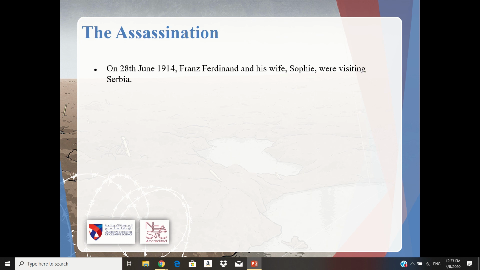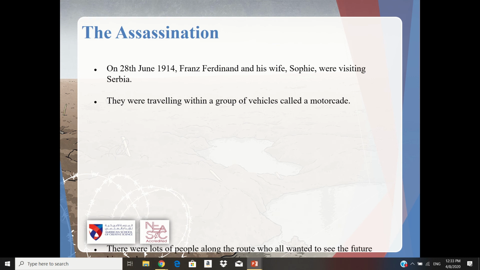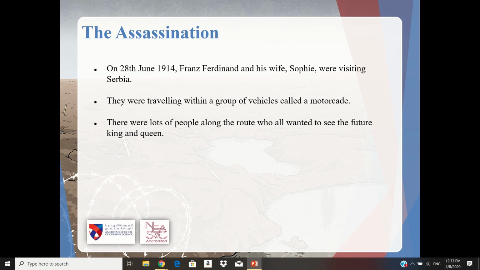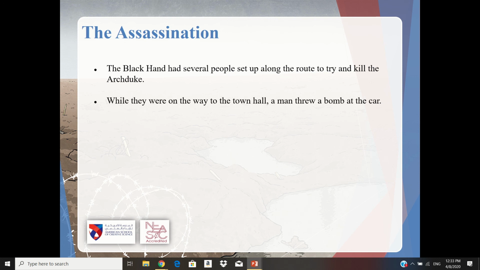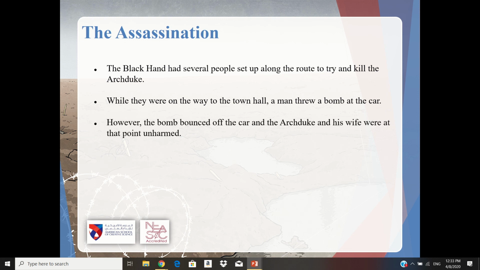On 28th of June 1914, Franz Ferdinand and his wife Sophie were visiting Serbia. They were traveling with a group of vehicles called a motorcade. There were lots of people along the route who all wanted to see the future king and queen. The Black Hand had several people set up along the route to try and kill the Archduke. While they were on the way to the town hall, a man threw a bomb at the car.